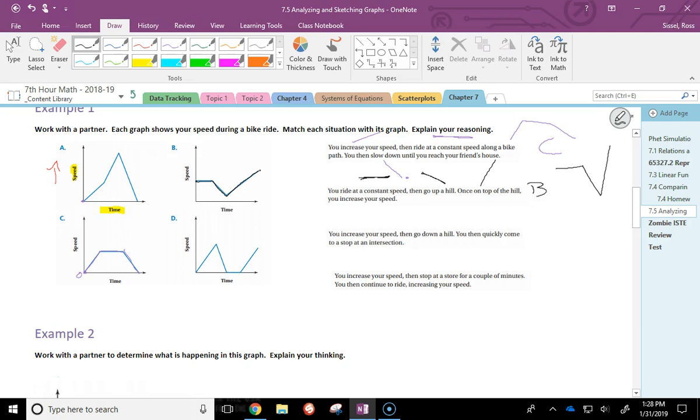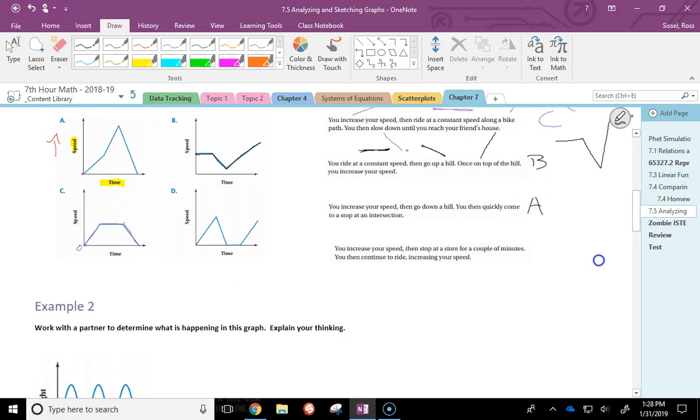Third one. Bryce. Okay, I increase my speed. I go down a hill, which is going to make me go even faster, more steep. Then I quickly come to a stop. Ooh, so I'm going to come to a stop, and it's going to be pretty quick, so probably pretty steep. If I put them together, there, more steep, boom. Should be A, it's correct.